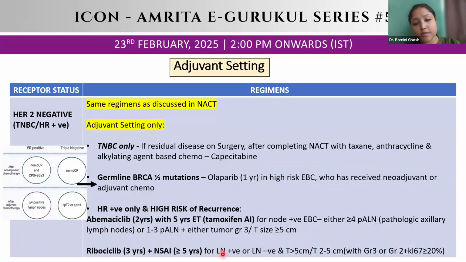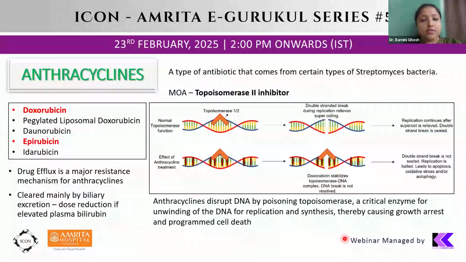For ribociclib, it may once again be given for node positive patients, or it may be given in node negative patients as well, provided that the tumor size is more than 5 centimeter or the tumor size is between 2 to 5 centimeter with either grade 3 or grade 2 along with high Ki67, that is more than or equal to 20%. So now we will discuss the drugs individually one by one.